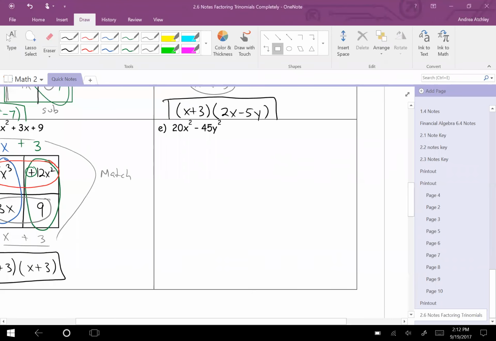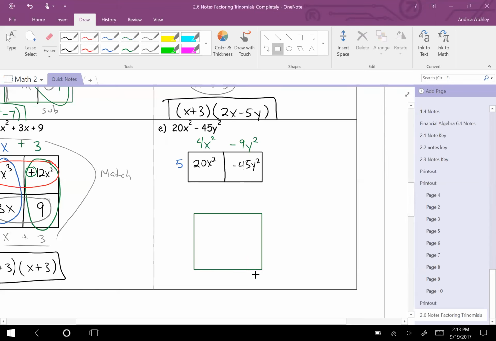We're going to start again by seeing if they have a GCF. Is there anything they both can be divided by? 5. So we're going to factor out a 5. So we have our 20x squared and then minus 45y squared. If I factor out a 5, I will get 4x squared minus 9y squared. From there, we'll try and see if I can factor it further.